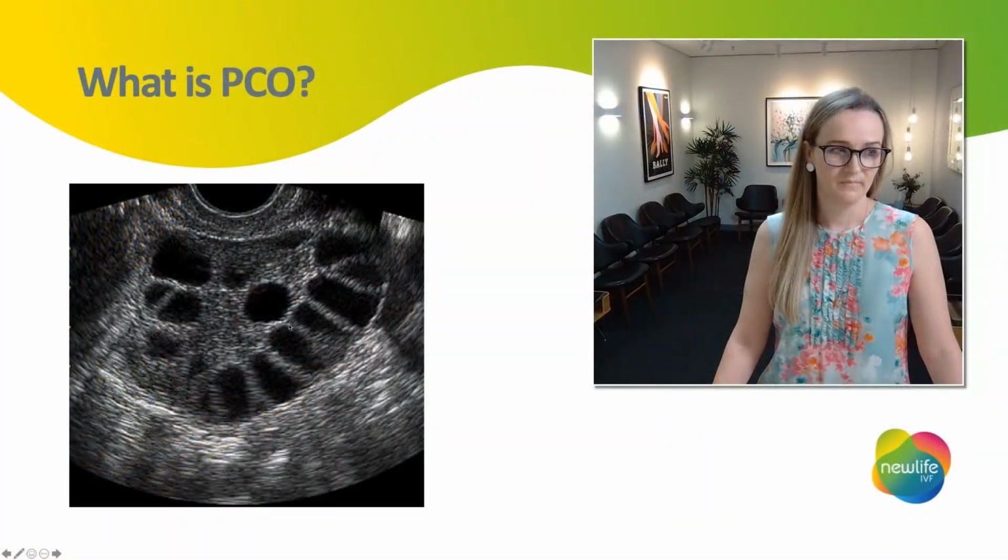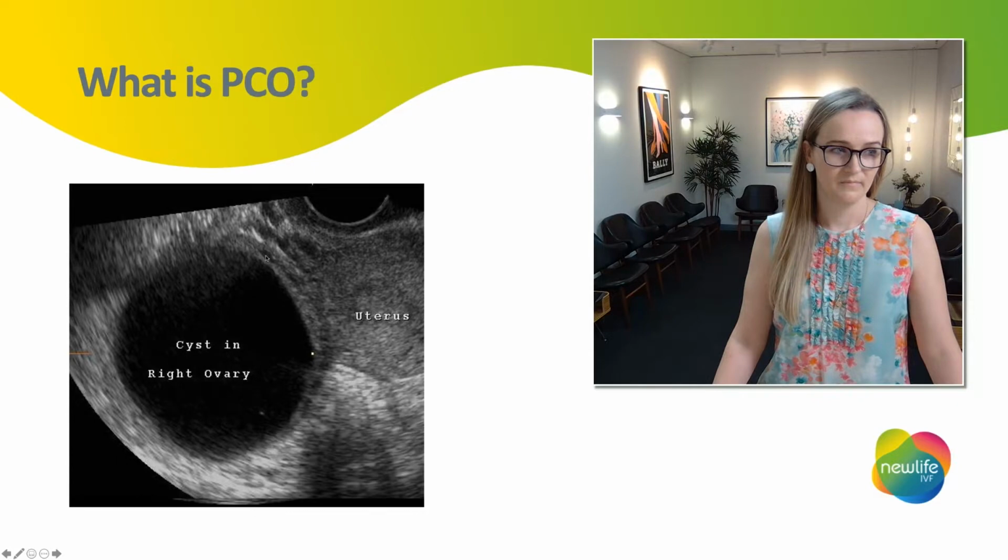We used to use a definition of greater than 12 per ovary, but since ultrasound machines have become more powerful and higher resolution, it is much easier to see these cystic structures on the ovary, and therefore you need to count more of them in order for it to be considered higher than normal.